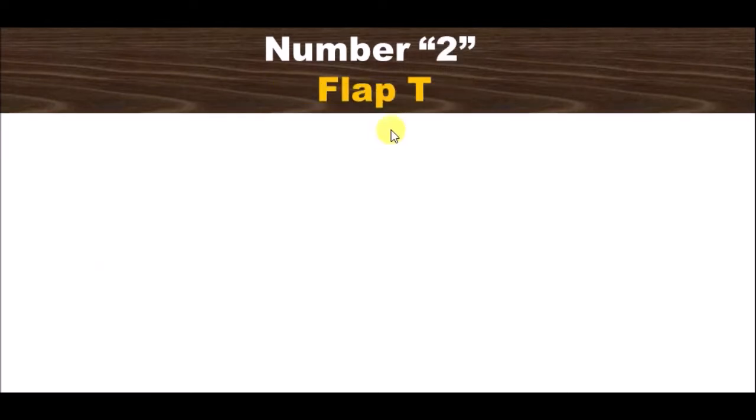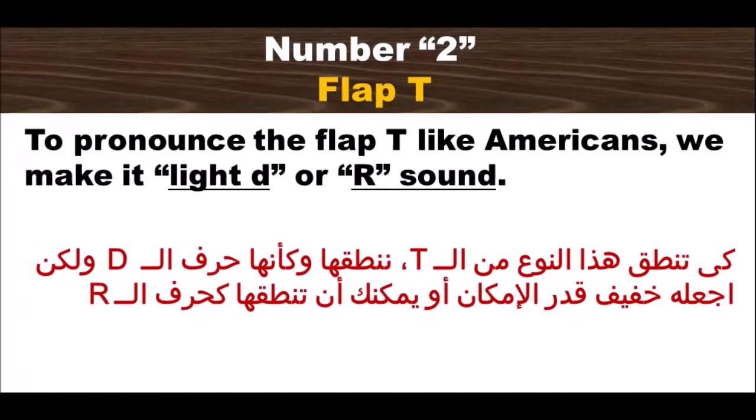Number two, I have something called flap T, and this is very important and it's one of the most famous types of T sound in the American accent. To pronounce the flap T like Americans, we make it light D or R sound. So if you can make it like light D, it's okay. But if you feel you can't make it like light D and it acts like heavy D, you can produce the flap T like R sound.